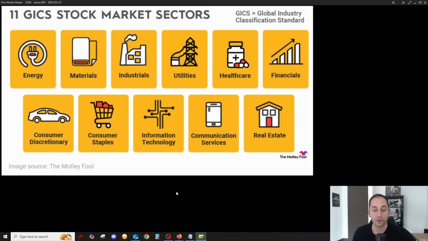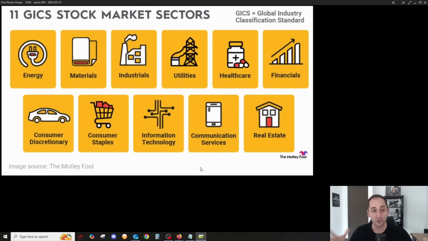So the next aspect of diversification is going to be stock market sectors. There are officially 11 stock market sectors. You have energy, materials, industrials, utilities, healthcare. It's pretty self-explanatory, right? Pharmaceutical companies fall under healthcare, electricity companies under utilities, gold and precious metal producers under materials, oil and gas under energy, industrials, think manufacturing type companies, financials, right? Banks, credit card companies, life insurance companies.